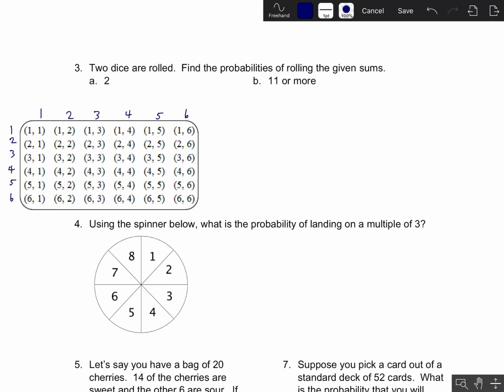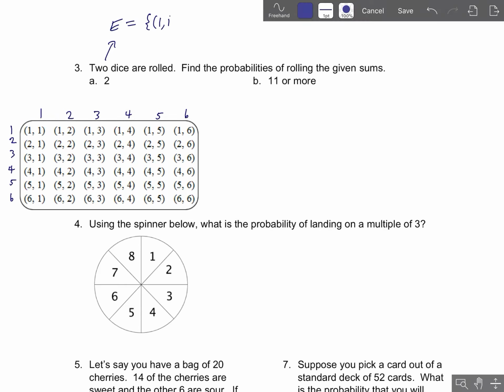And now what we can do is we can look at this sample space. Notice that the sample space itself is this interior of the table. So there are 36 elements in total because this is a 6 by 6 table. So the sample space has size 36. And we want the probabilities of rolling these given sums. So in this first case, in part A, the event that we're describing is the event that we roll a 2. Now, in terms of our sample space, that would just correspond to this element, or this outcome, because the only way to roll a sum of 2 is to roll snake eyes.